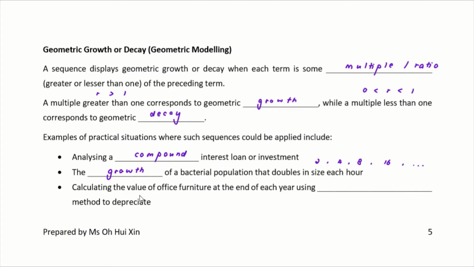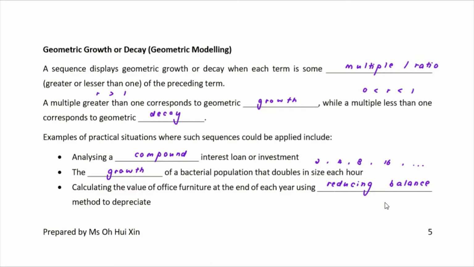So the last one, calculating the value of office furniture at the end of each year by using the reducing balance method. Okay, so the one that we use arithmetic sequence for is called the straight line method.